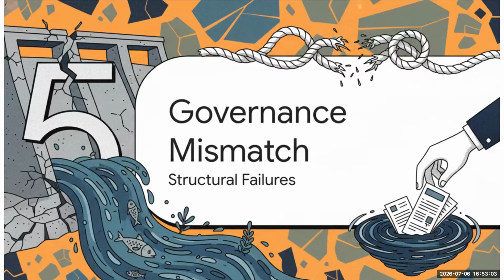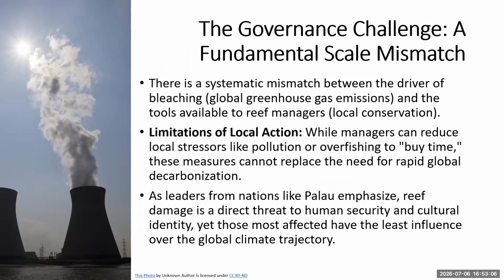Governance mismatch. So, finally, let's look at the governance challenges. Coral bleaching is driven mainly by global climate change, but reef managers can only take local actions, such as reducing pollution or preventing overfishing. These local measures can improve reef health and buy valuable time, but they cannot stop bleaching on their own. This creates a mismatch between the global cause and the local solution. For many island nations, coral reef loss is not only an environmental issue but also a threat to livelihoods, culture, and national security as well, even though these countries contribute very little to global greenhouse gas emissions.